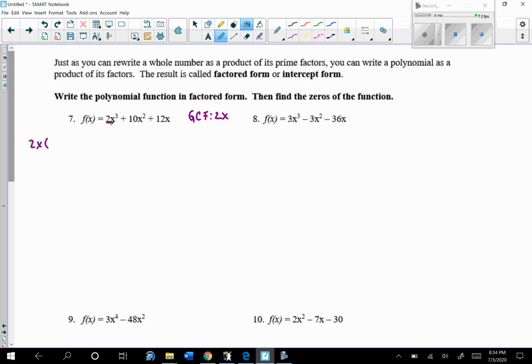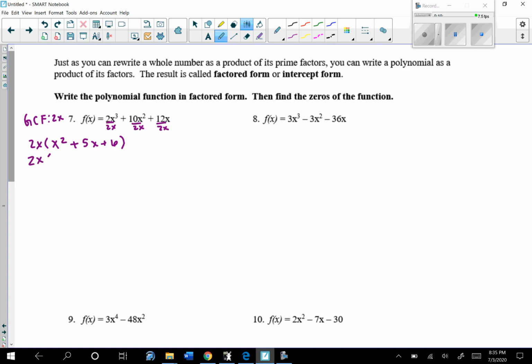When I divide each term by 2x, to take it out, I get x squared plus 5x plus 6. You could always distribute to check your work to see if it matches. So I'll write the GCF over here. So then for the next part, we're going to keep factoring. So this is a trinomial with 3 terms. We want factors of 6 that add up to 5.